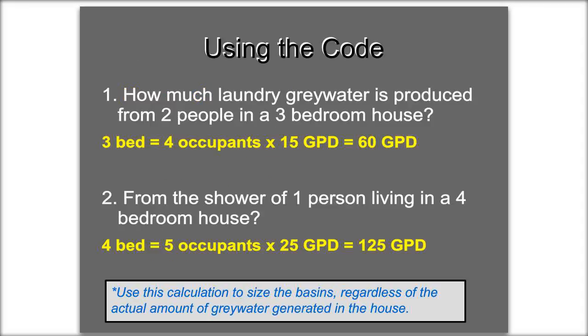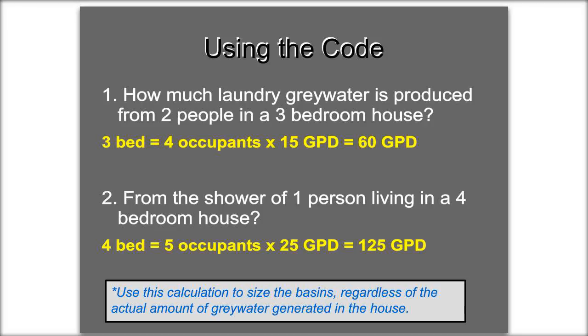So we'll look at 2 examples. So number 1, how much laundry Graywater is produced from 2 people in a 3-bedroom house. The 2 people doesn't matter because a 3-bedroom house is seen as 4 occupants, 2 in the first bedroom and then 1 in each additional bedroom. So you're going to look at 4 occupants multiplied by the 15 gallons per day and get 60 gallons per day of Graywater. And that's the number you would use on your permit and in your design based for your permit.